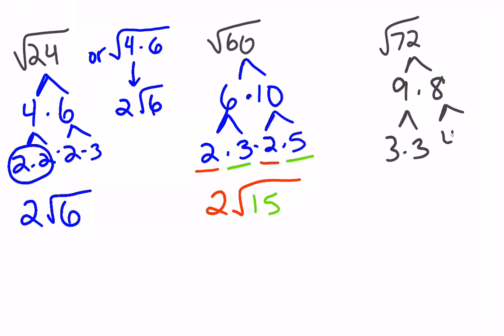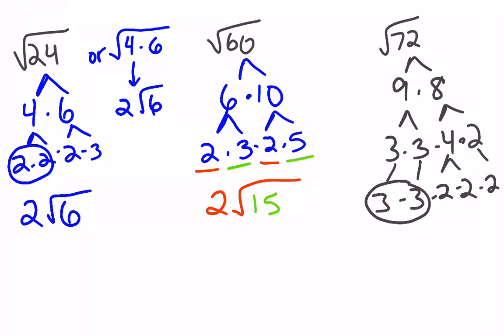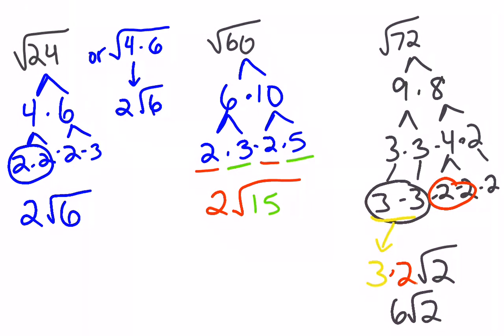And the last one, 72, I see that as 9 times 8, which would be 3 times 3, and then 8 is 4 times 2. Bring down your 3. 4 breaks down to 2 times 2. I really should have a whole bunch of little multiplication signs in here, but I usually get a little bit lazy. So I have a pair of 3s, so that's going to come out as a 3. Then I have a pair of 2s. And then I have a 2 left over. And I simplify what's on the outside. So 3 times 2 is 6. Square root of 2. That's it.